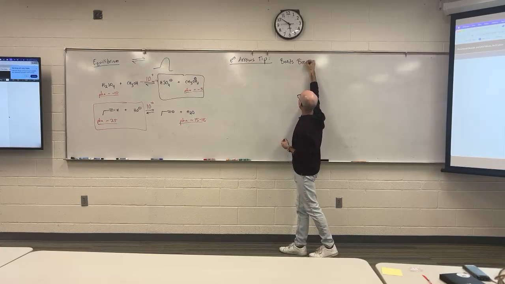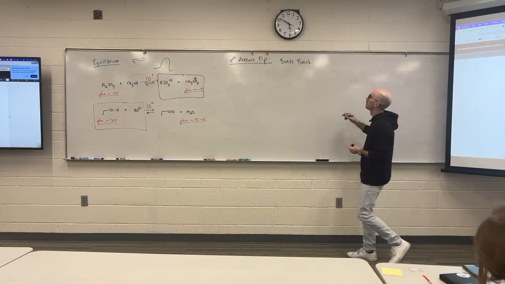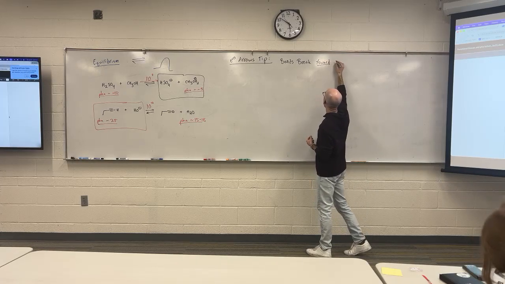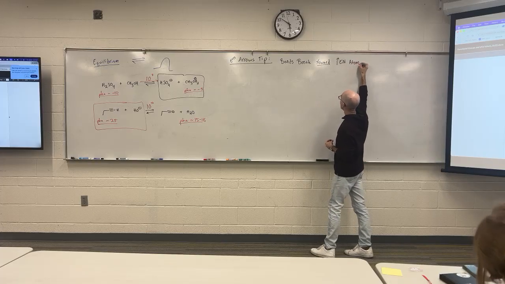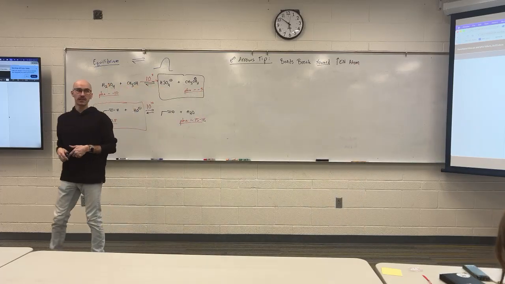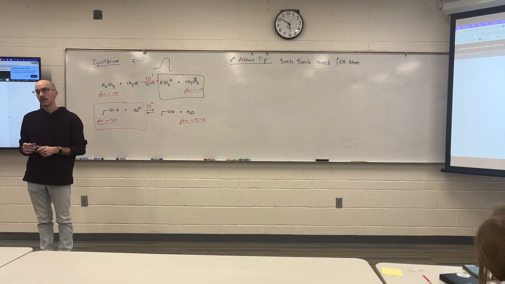When you use electron arrows to show a bond breaking, bonds break toward the more electronegative atom. That is the atom that owns the electrons. So if the electrons are going to move somewhere, they're going to be controlled by the more electronegative atom.